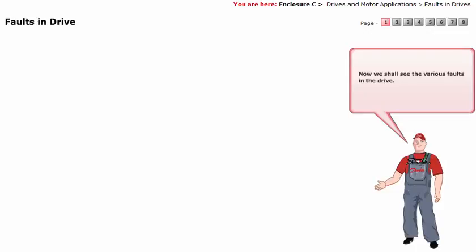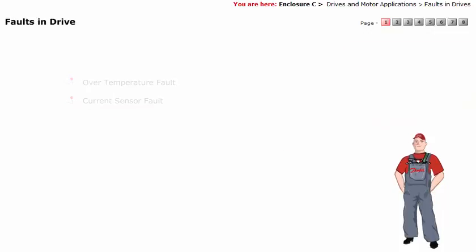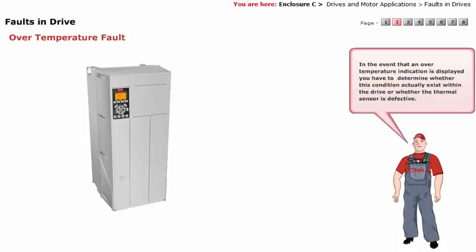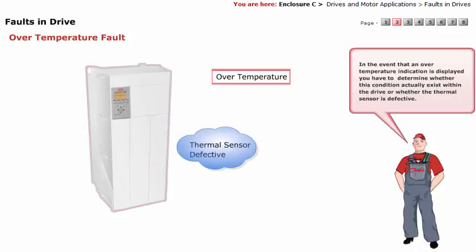Now we shall see the various faults in the drive. The most common faults in the drive are overtemperature fault and current sensor fault. In the event that an overtemperature indication is displayed, you have to determine whether this condition actually exists within the drive, or whether the thermal sensor is defective.